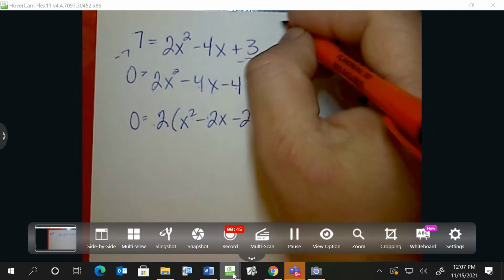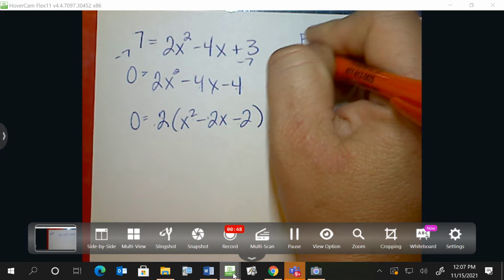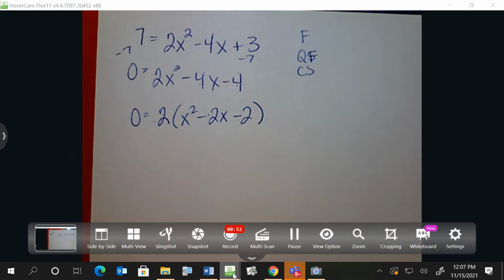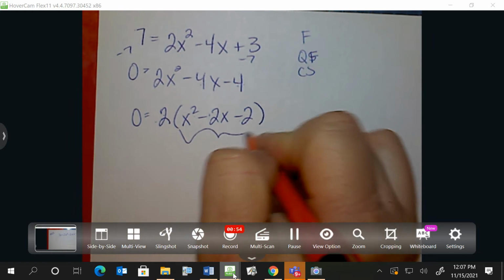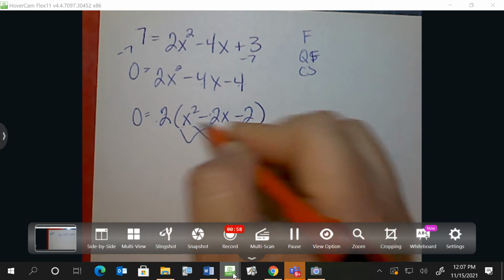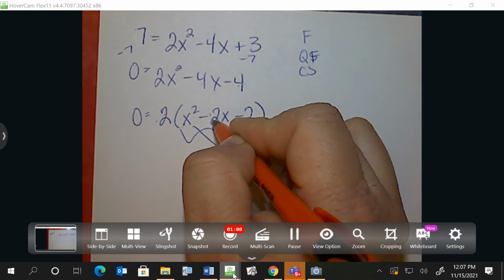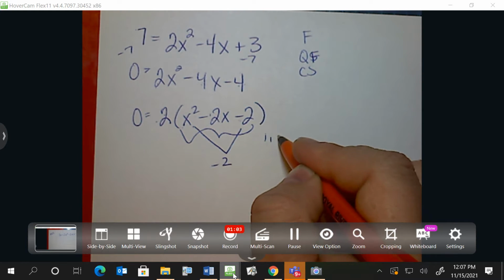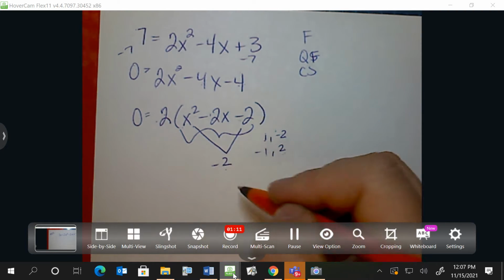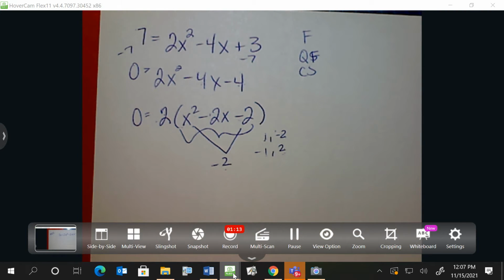Not everything is factorable. Sometimes you can factor. When you can't, the quadratic formula or completing the square are the options you have to rely on. 1 times negative 2 is negative 2. Are there two numbers that multiply to equal negative 2 and combine to give you a negative 2? So 1 and negative 2, or negative 1 and positive 2. Both these combinations multiply to equal negative 2, but neither combination combines to give us a negative 2. That doesn't mean we can't do this problem. It means we can't do this problem by factoring.